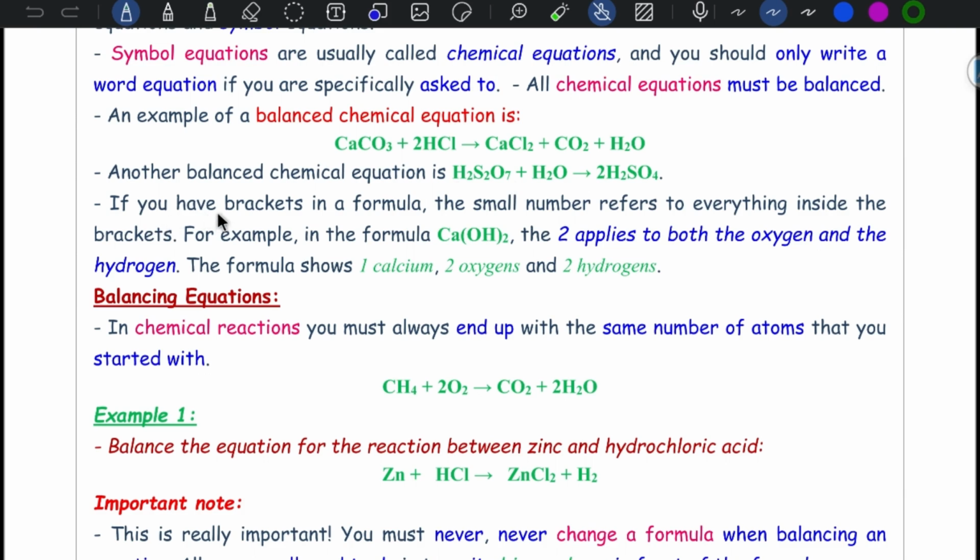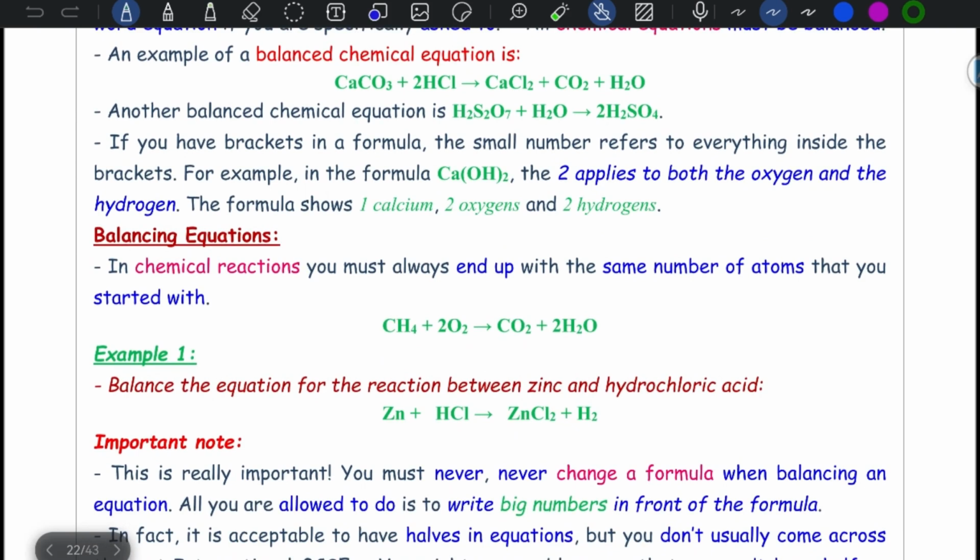If you have brackets in a formula like Ca(OH)2, you have to know that 2 is multiplied to hydrogen and 2 is also multiplied to oxygen. 2 oxygens and 2 hydrogen atoms. The small number refers to everything inside the brackets. For example, in Ca(OH)2, the 2 is applied to both oxygen and hydrogen. The formula shows 1 calcium, 2 oxygen, and 2 hydrogens.